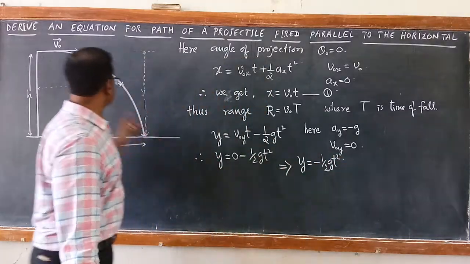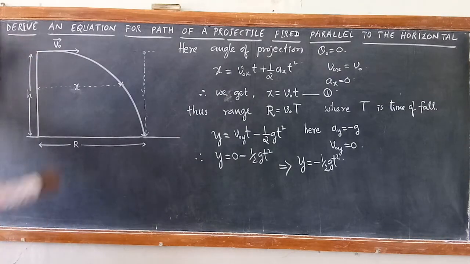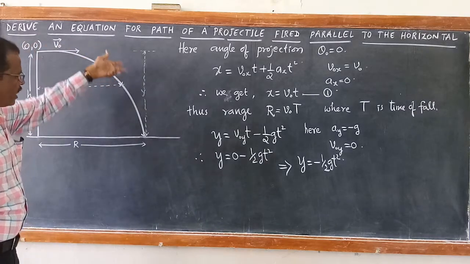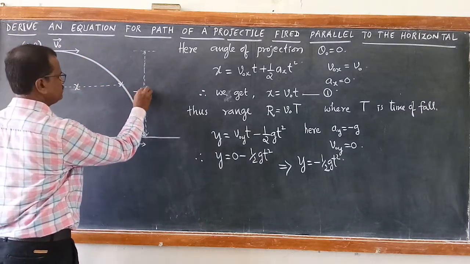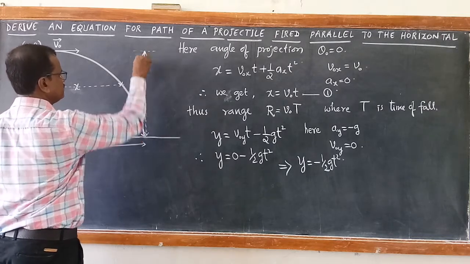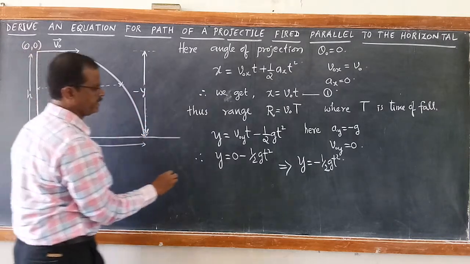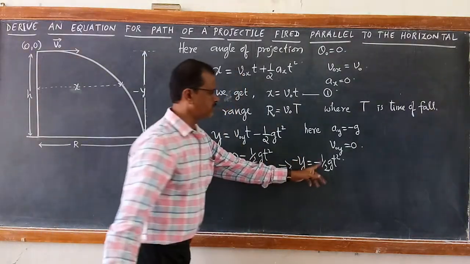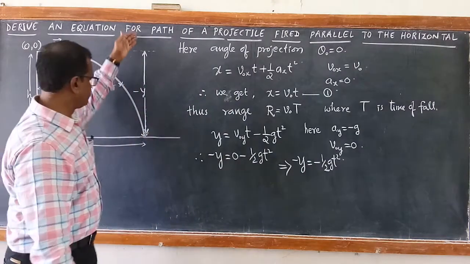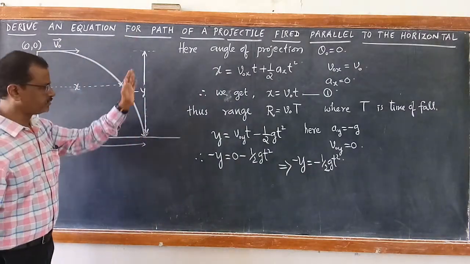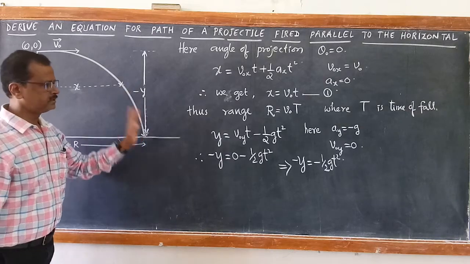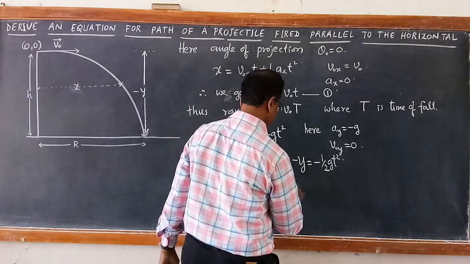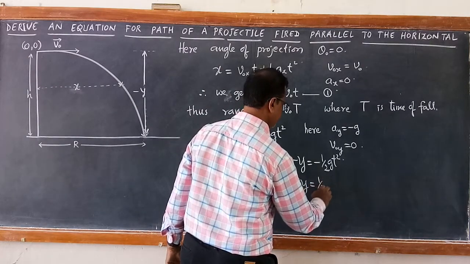But remember here, if you take this one as origin, then x will take a positive value and y will take a negative value. Therefore, I can take this one also as minus y. So minus y is equal to minus half g t square because it is along the negative y axis. Therefore, we have to take it as a depth. This implies y is equal to half g t square.